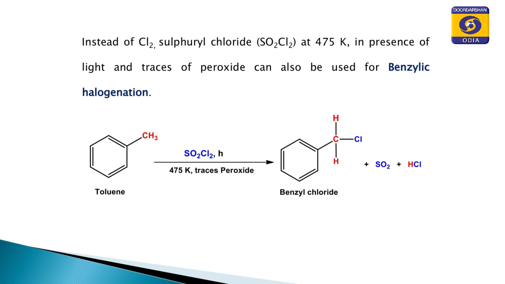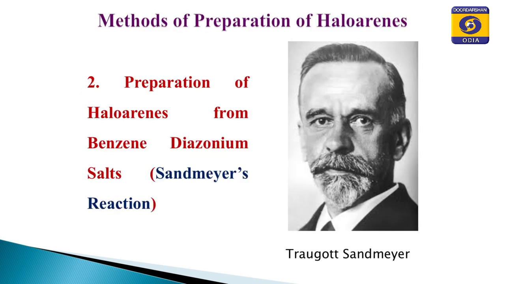So, toluene when treated with sulfuryl chloride at 475 Kelvin produces benzyl chloride, and the byproducts are HCl and sulfur dioxide. Now, let us see the second method of preparation.